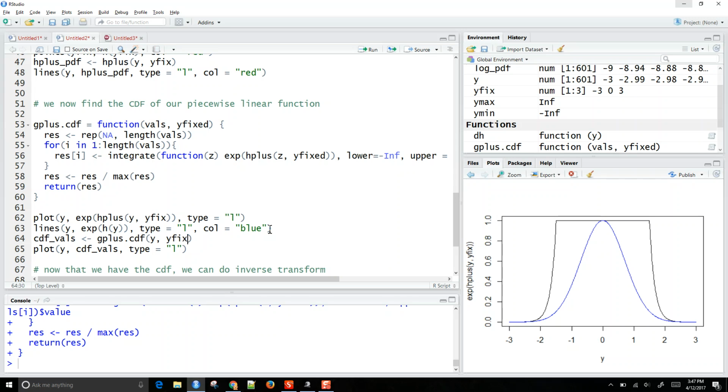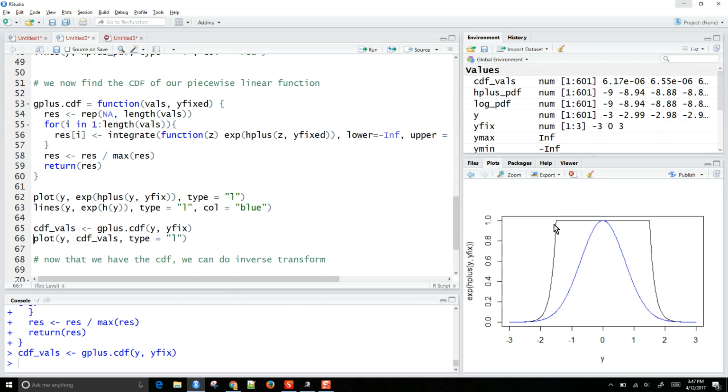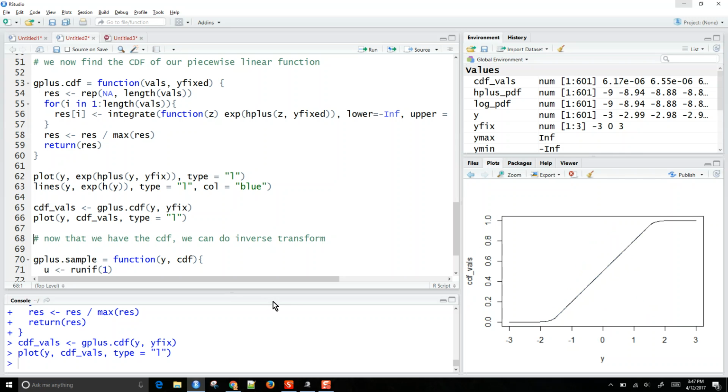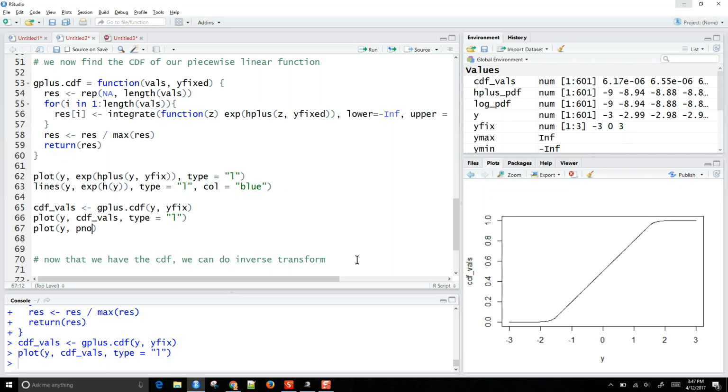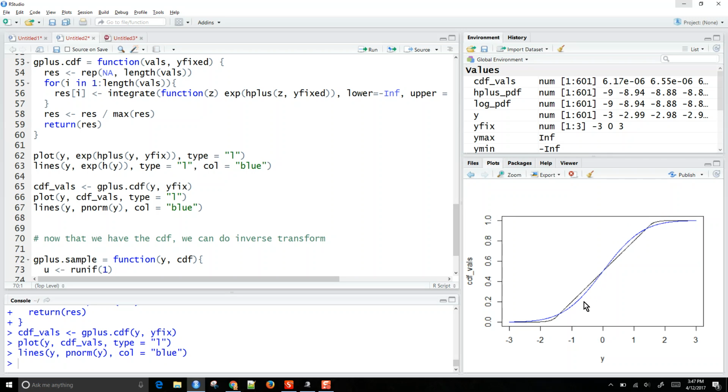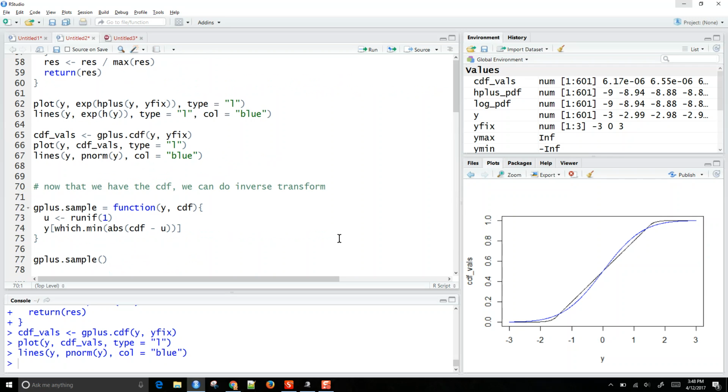Okay, so we're going to take the CDF of this thing, and it does all the calculations, and if I plot that, we can see this is what the CDF now looks like. It goes up to a certain point, and then it becomes linear and keeps going up. This is obviously different from if I plot p norm of y, type l, color equals blue. The blue line represents the actual normal CDF, and what we have is this crappy approximation based on our envelope function. But we have the CDF, and we can do inverse transform to generate random samples.